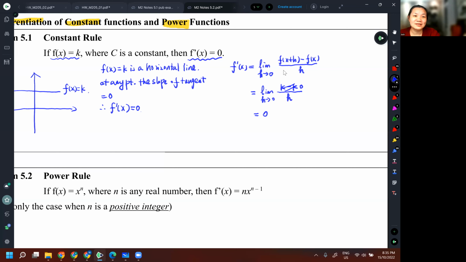And you use it when you see a constant function. Now you may ask, how often is that? Quite often, more often than you think. Second rule.